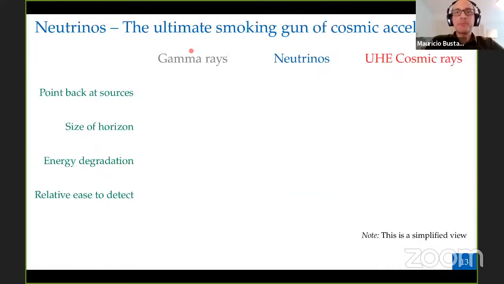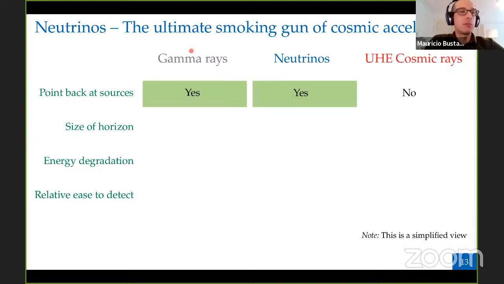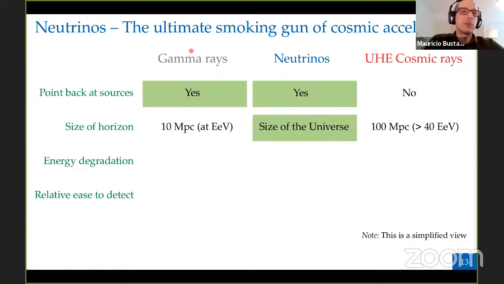All right, so let's compare gamma rays, neutrinos, and ultra high energy cosmic rays. And by ultra high energy cosmic rays, I mean cosmic rays of energies roughly above 10^17 electron volts, and neutrinos of roughly TeV or 10^12 electron volts and higher, and gamma rays in the GeV to TeV range. So gamma rays and neutrinos point back at sources. Yes, gamma rays don't get much deviated by magnetic fields. Neutrinos don't get deviated by magnetic fields. Cosmic rays do get deviated, so they don't point back.